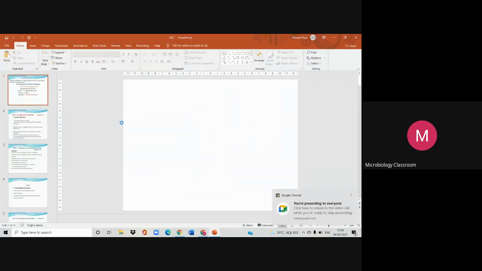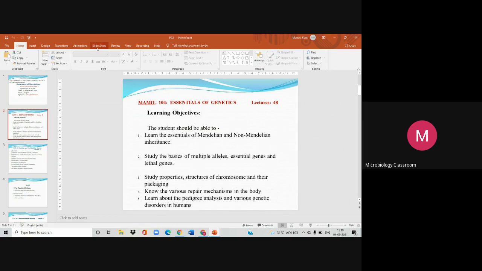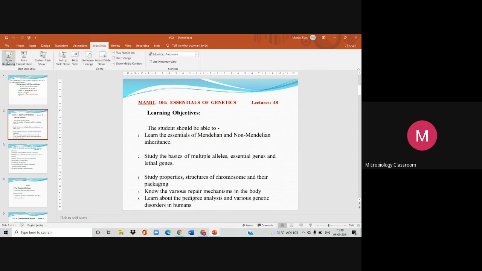Respected Head of the Department, N.S. Joshi Madam, Chairperson Dr. S.S. Kanse Ma'am, Gorpade Sir, Uttekar Ma'am, once again, and all other faculty members. Once again, welcome to FDP program 2021. So I am going to express my views related to MSc 1 paper Essentials of Genetics. So MAMIT 104 Essentials of Genetics.